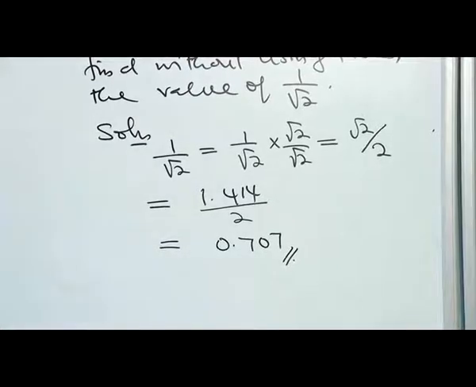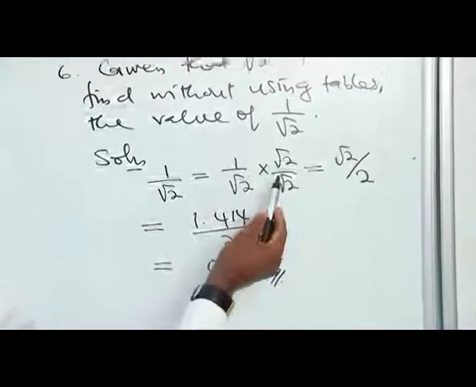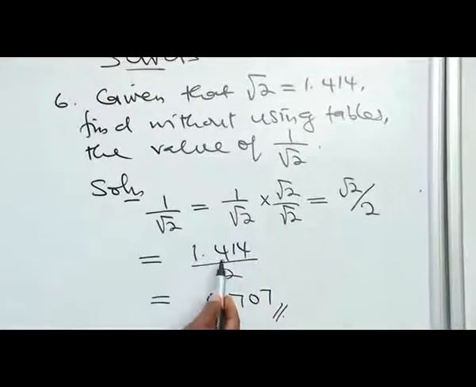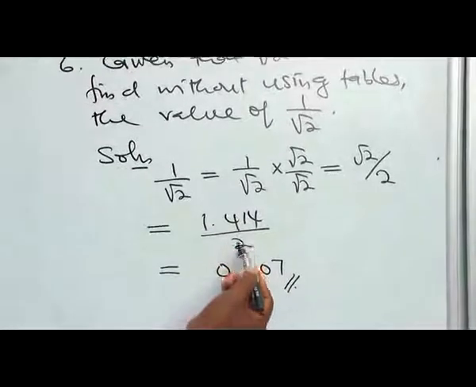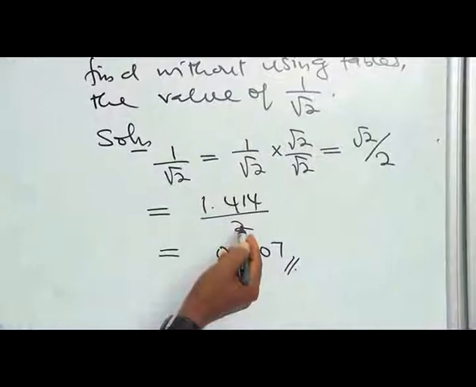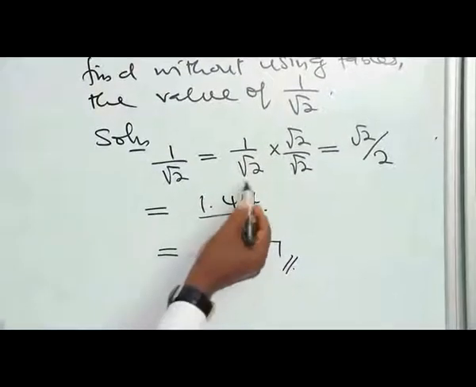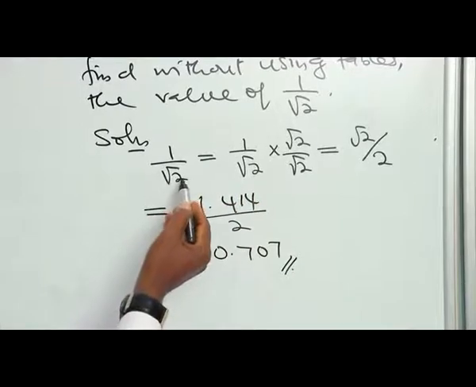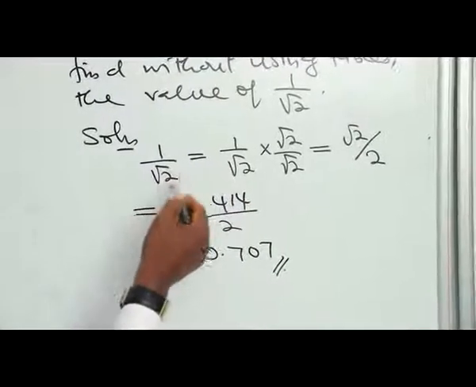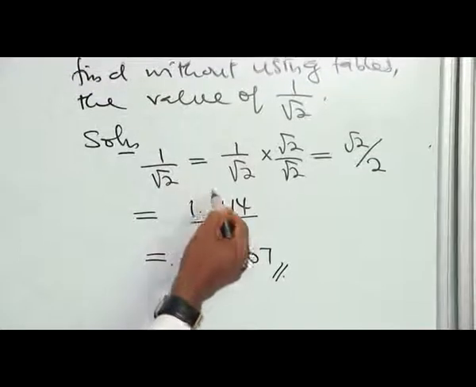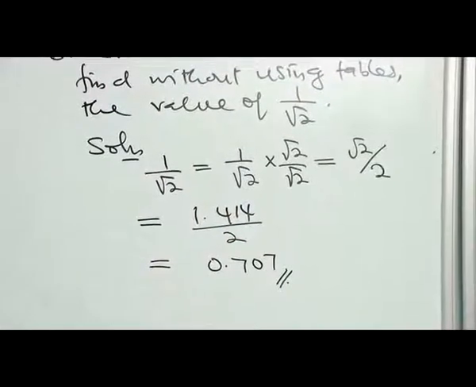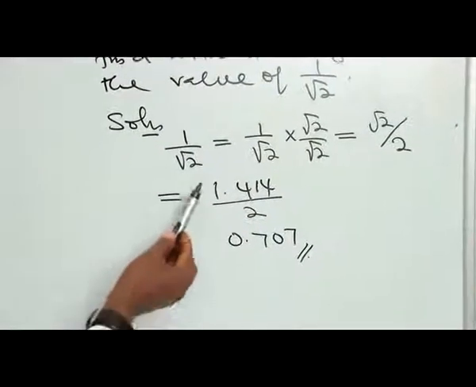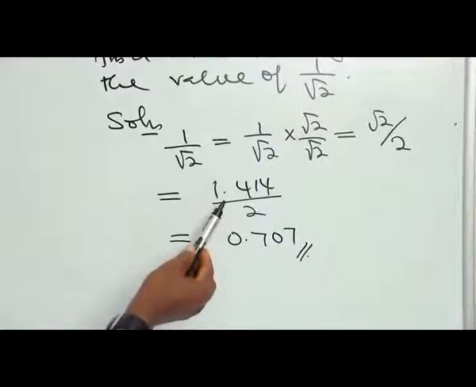You now observe very carefully here that the rationalization helps us to solve the problem more easily than when you substitute 1.414 at the beginning. That division will be a little bit cumbersome. So the good thing about rationalization is it simplifies the problem.